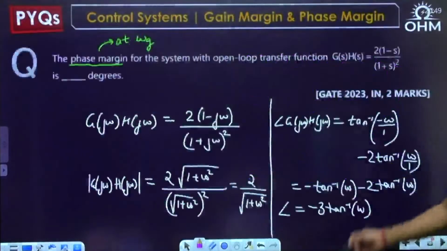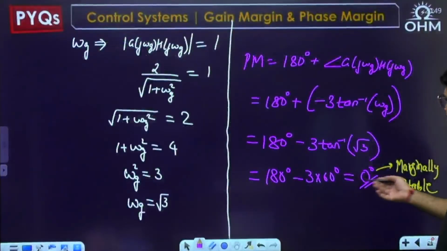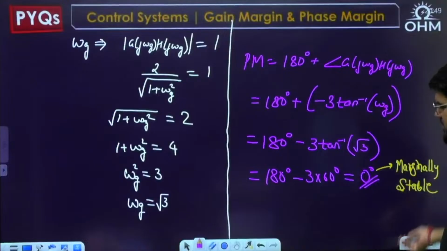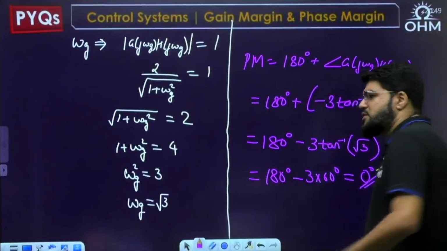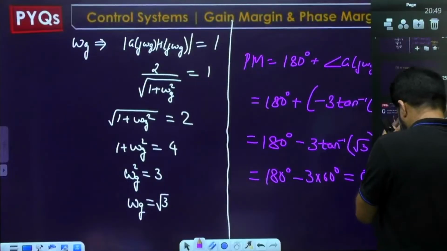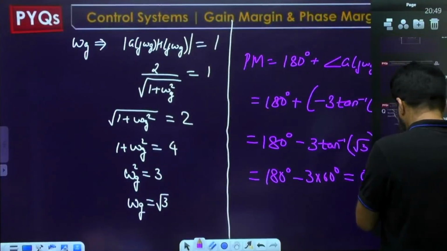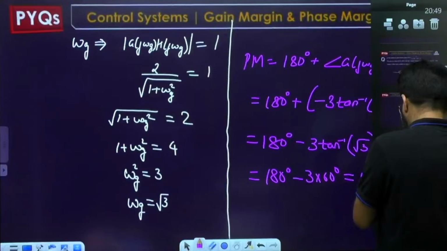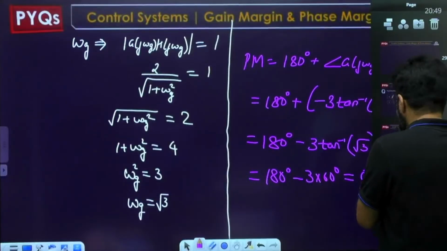As I just told you, we don't have to prove it, but I'm telling you, phase margin was 0, so the system is marginally stable. Okay, now let me show you one question here actually. Let's learn some other cases also.